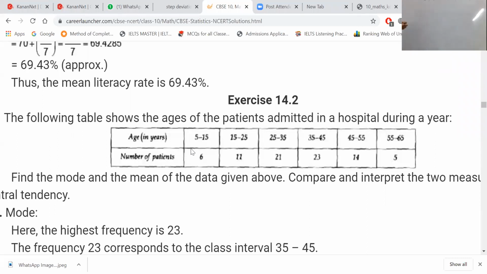That is the data we are having right now. And in this, the frequencies are 6, 11, 21, 23, 14, and at last 5. Okay, now let me enlarge the screen so we can see the full board. Now, as you can see, this is the table we are having.